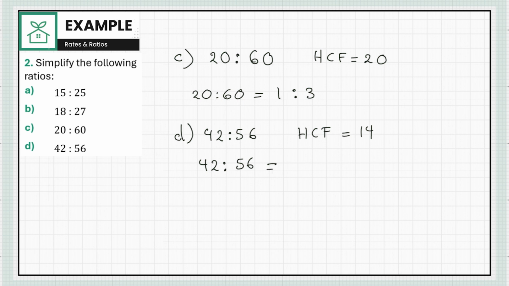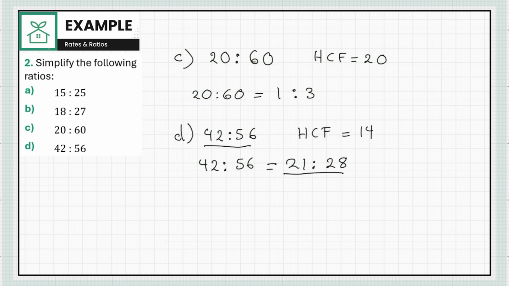So if we divide both sides by 2 because both are even, and 2 will be a factor, then 42 divided by 2 is going to be 21, and 56 divided by 2 is going to be 28. Alright, because 8 times 2 is 16, and then add that to the 40, which will be 56. Now, in this form, it's not in its simplest form.